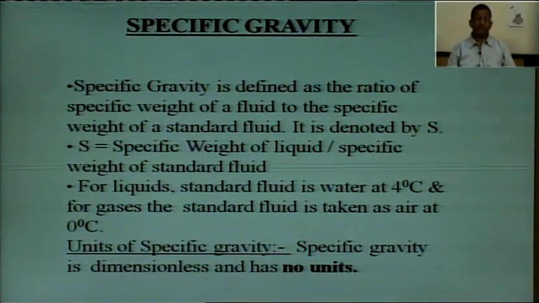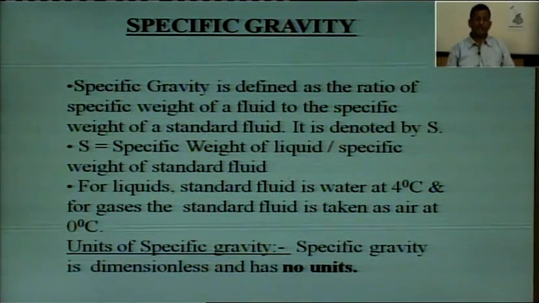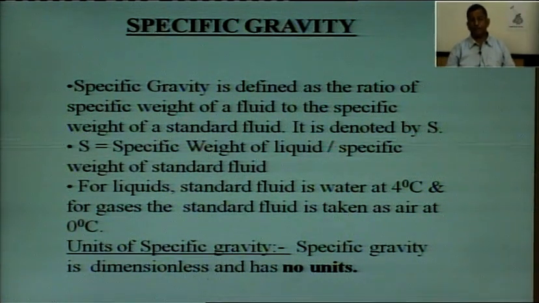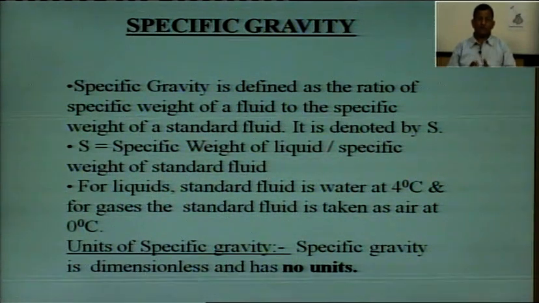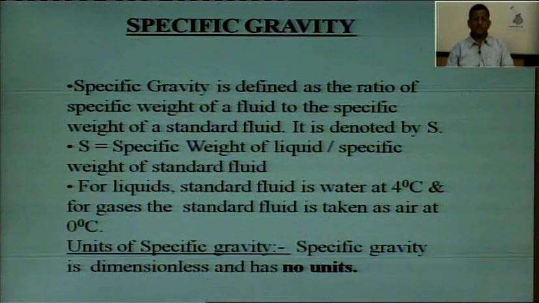Then we come to the specific gravity. Specific gravity is defined as the ratio of the specific weight of a fluid to the specific weight of a standard fluid. So, it is the ratio of the two: the specific weight of a liquid which we want to find, divided by the specific weight of a standard fluid. For liquids, the standard fluid is water at 4 degree centigrade. For gases, the standard fluid is taken as air at 0 degree centigrade.